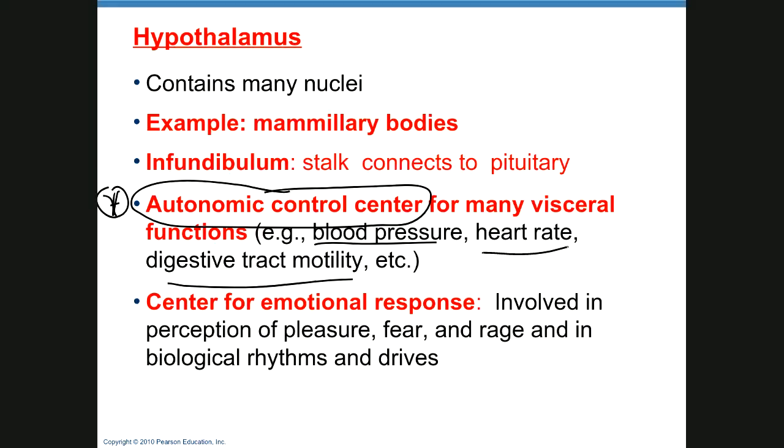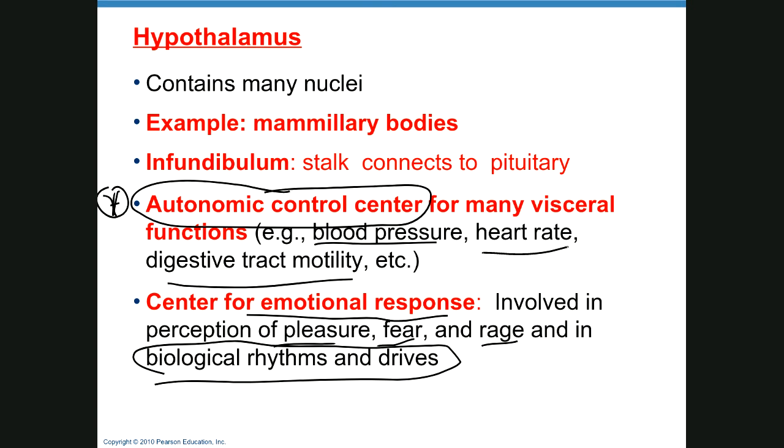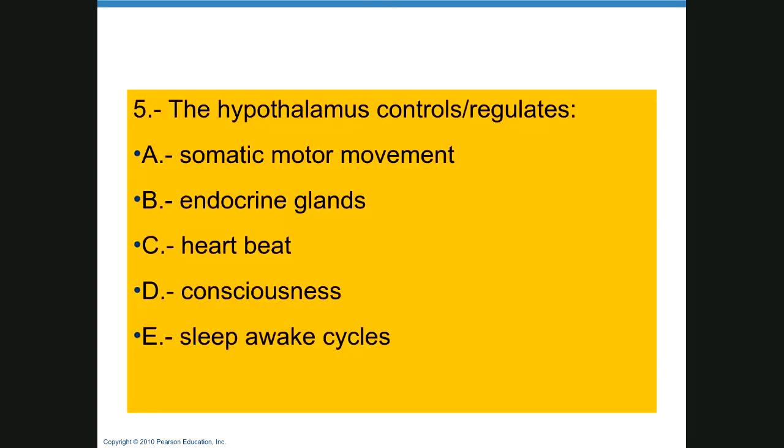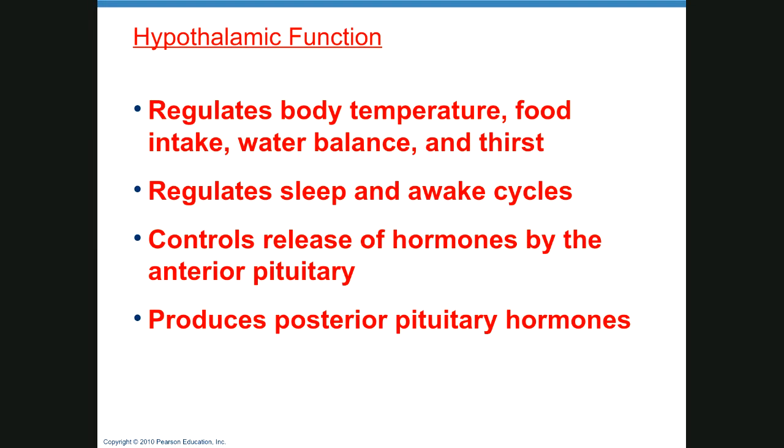The hypothalamus is also part of the limbic system, so it is involved in emotional responses. Perception of pleasure, fear, rage, some biological rhythms and drives arise in the hypothalamus also. The hypothalamus regulates body temperature. As a matter of fact, this is the place where the thermostat of the body is located. It regulates water balance through the action of hormones and thirst, the center for thirst. Again, it regulates the sleep-awake cycles.